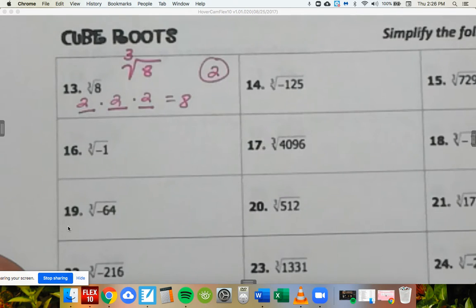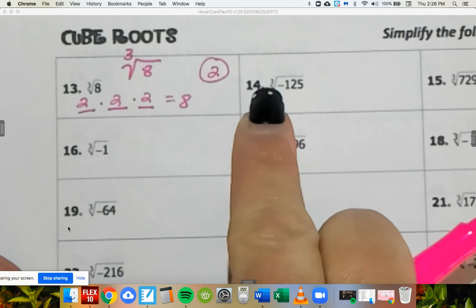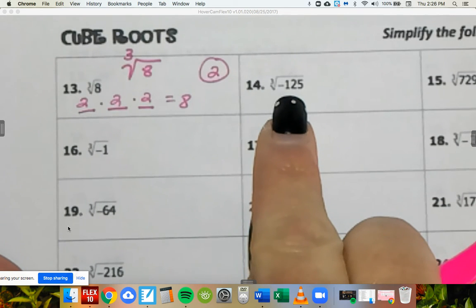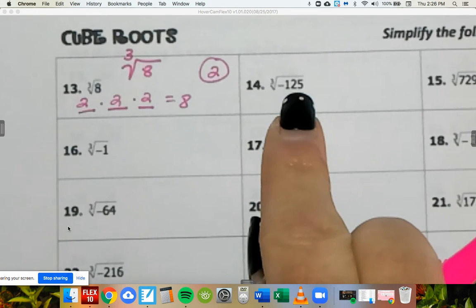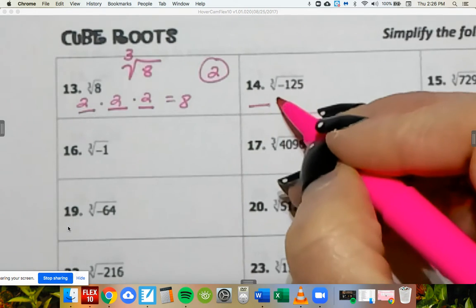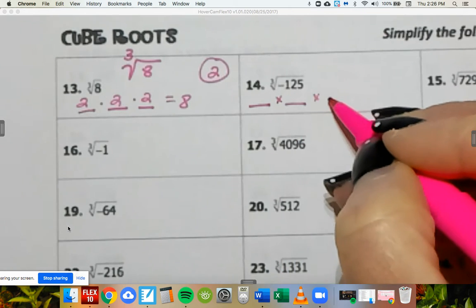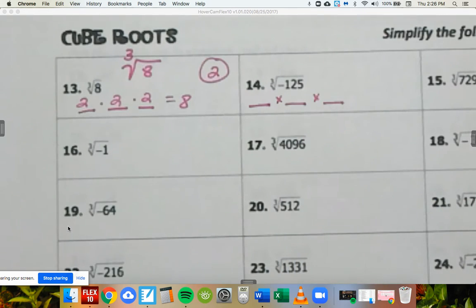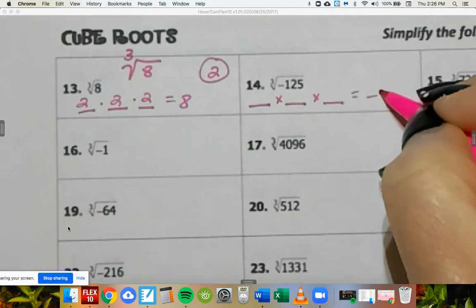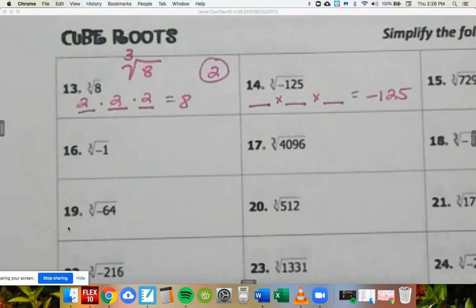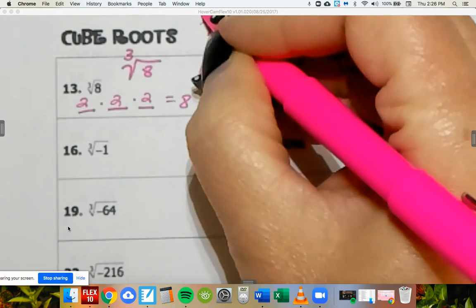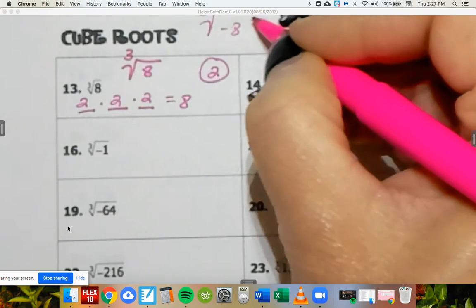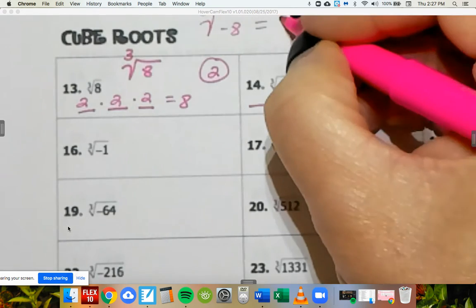Oh, look at number 14. Can you read what that says? It says the cube root of negative 125. Guess what? You can take the cube root of a negative number, because a negative times a negative times another negative equals a negative number. So this one you can take the cube root of. So we're going to write a little note to ourselves up here that says the cube root of, say, negative 8 can be done.